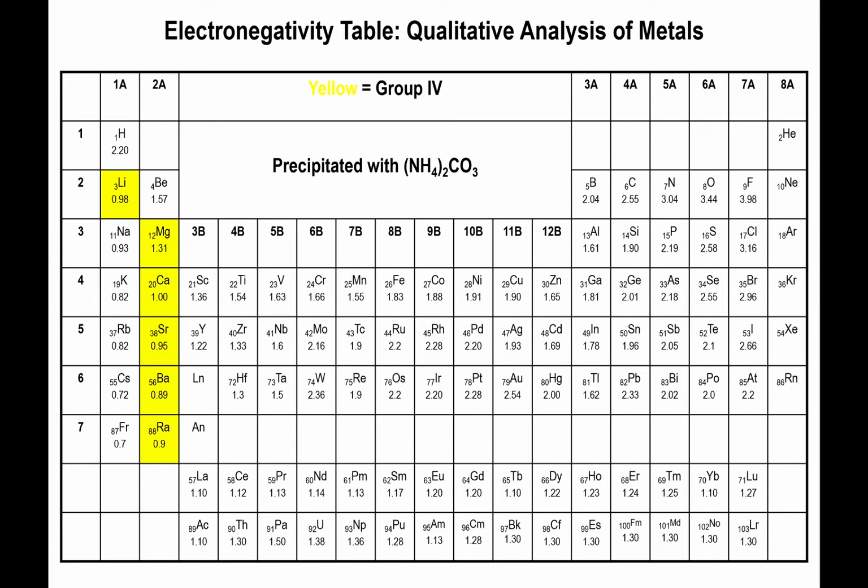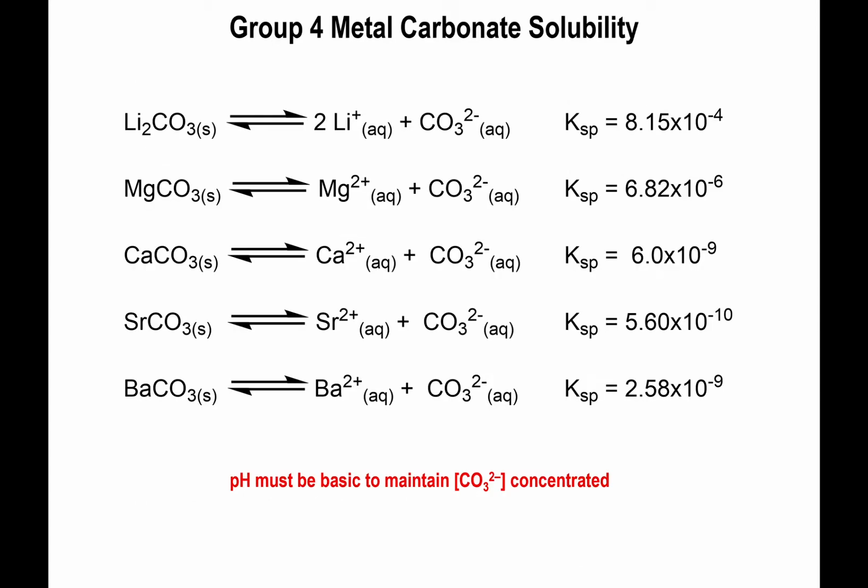Because unlike the alkaline earth metals, most of the alkali metals, sodium, potassium, rubidium, don't precipitate with carbonate, and that's the reason why we call those particular metals the soluble metals.